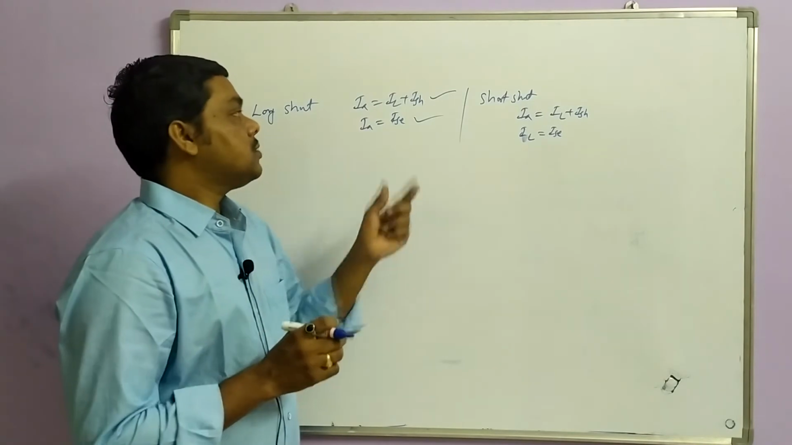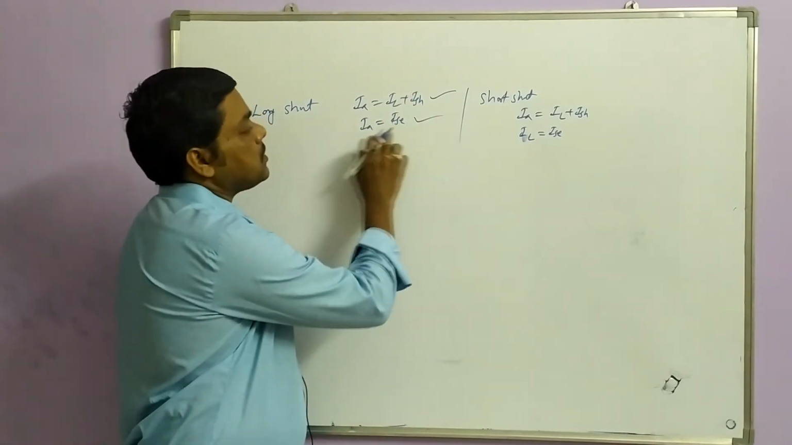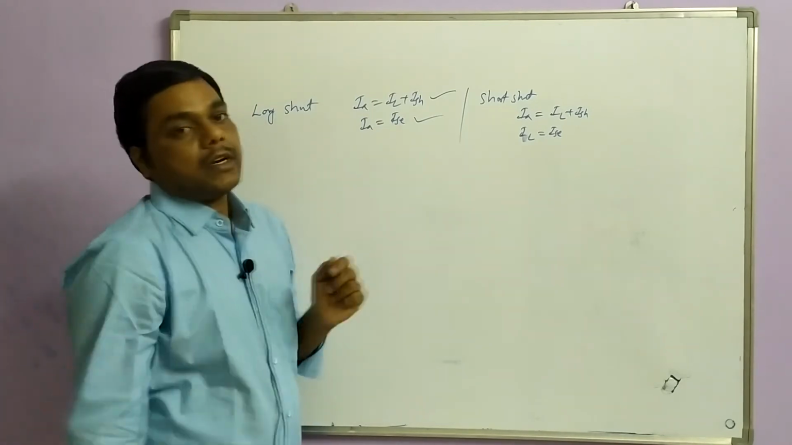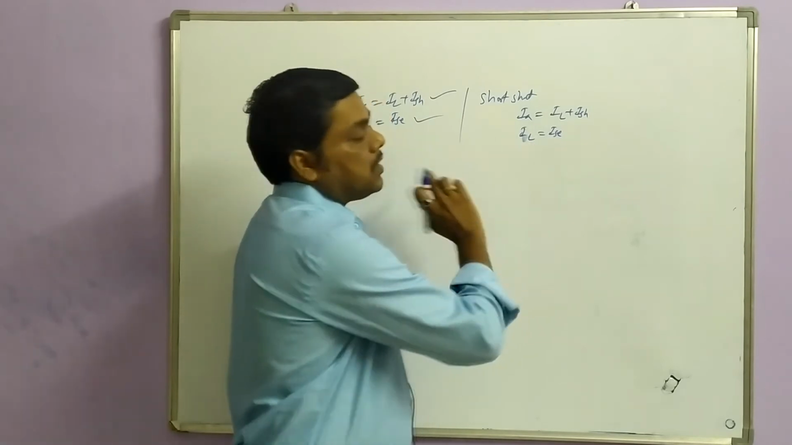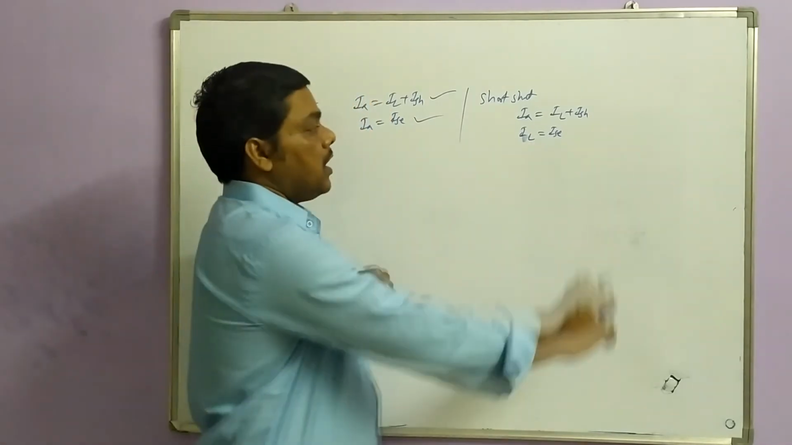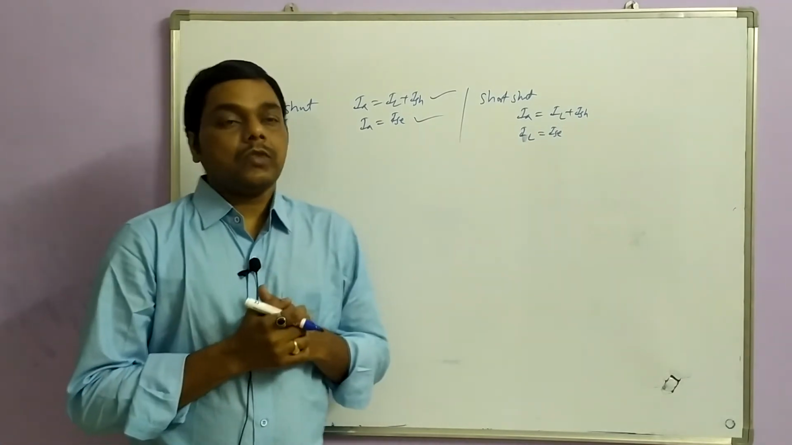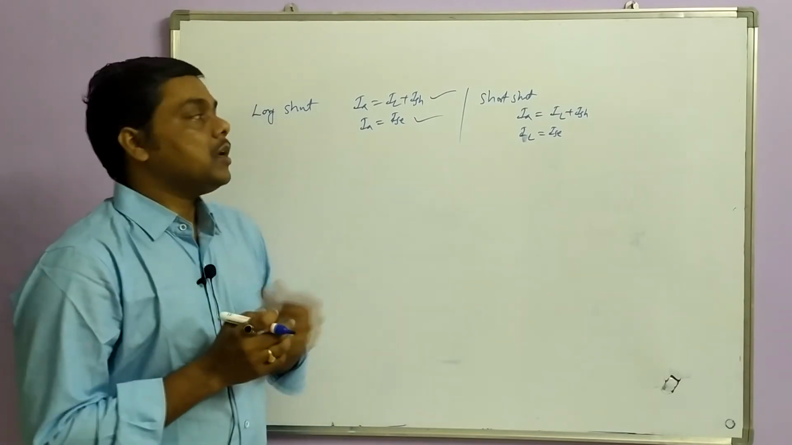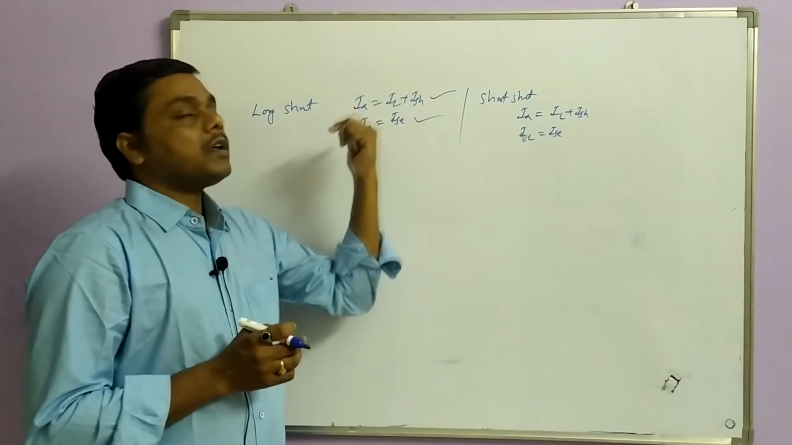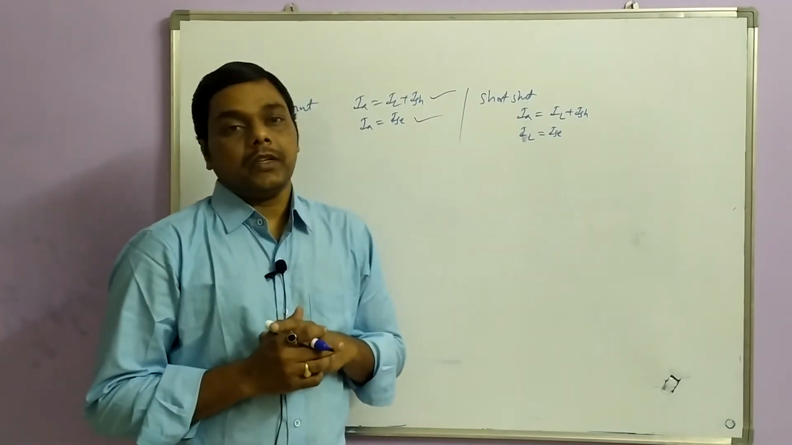So this behaves like a shunt generator, and you can see here this is a series generator relation. Here also you can see this is a series generator relation, and this is again the shunt generator relation. So that's why it is called the compound generator. It behaves like both shunt and series generators.